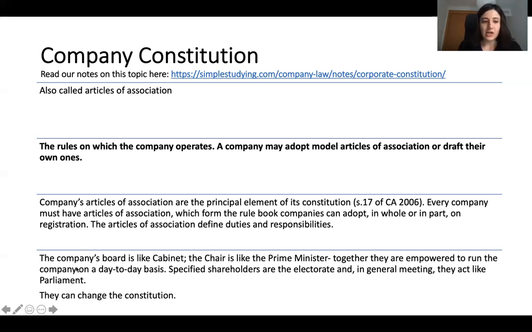In simple terms, a company's board is like its cabinet. The chair is like the prime minister. Together, they are empowered to run the company and make decisions. Shareholders are the electorate, and in a general meeting, they act like parliament. If every shareholder of the company has one vote, whenever there is an important decision to be made, they will vote for it, and the majority vote will decide.